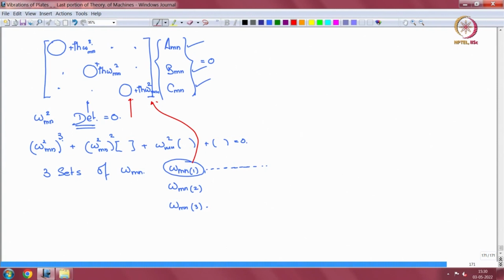As a result, what will happen is you can't solve AMN, BMN, CMN independently. You will have to solve one in terms of the other. So maybe you take CMN is equal to 1, then you solve AMN by CMN, CMN is 1, then you get BMN by CMN. Now it may turn out that AMN by CMN is very large, very large.